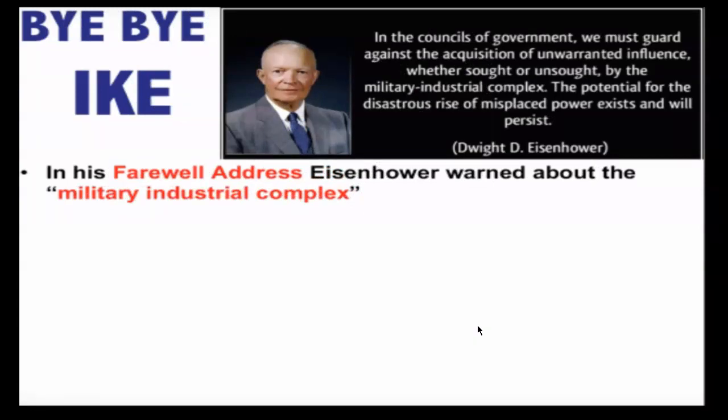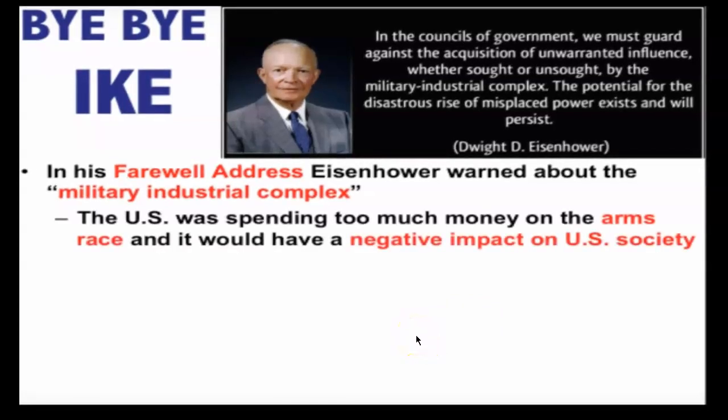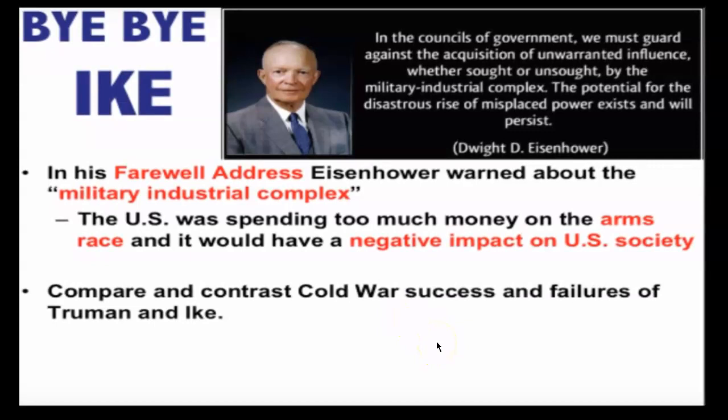So when Eisenhower is leaving office, he gives a famous farewell address, and in that address he talks of what's called the military-industrial complex. Essentially that's a term he used where he was referring to the United States spending way too much money on the arms race, that it would have a negative impact on U.S. society. He was talking about this marriage between the military of the United States and defense industries in the United States. That there was a connection, and the huge amounts of money being spent is what's connecting them together.